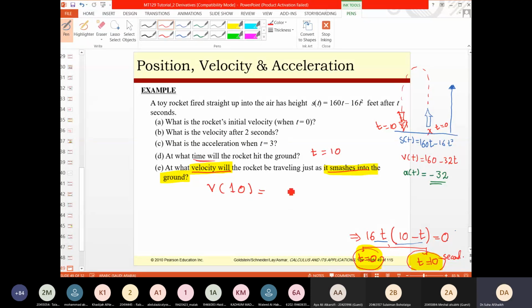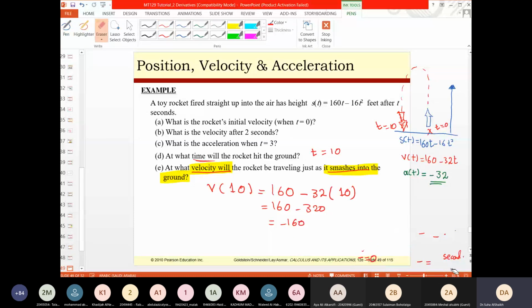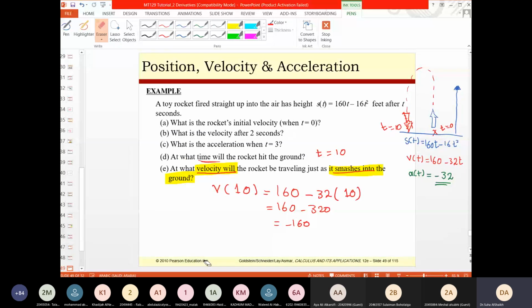Okay, Khadija, excellent. So this will be 160 minus 32, and the t is changed to 10. This equals 160 minus 320. This equals minus 160. Notice that the velocity is negative. What does it mean that the velocity is negative? It means it is decreasing. Okay, this makes sense. The speed keeps getting less and less until it hits the ground.